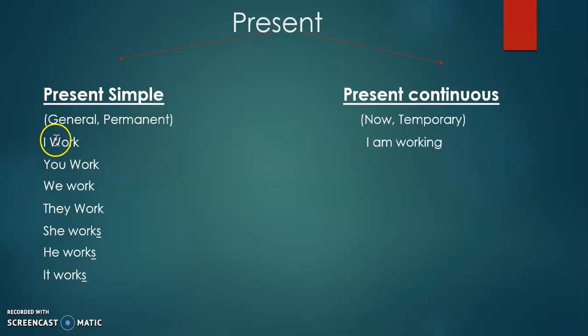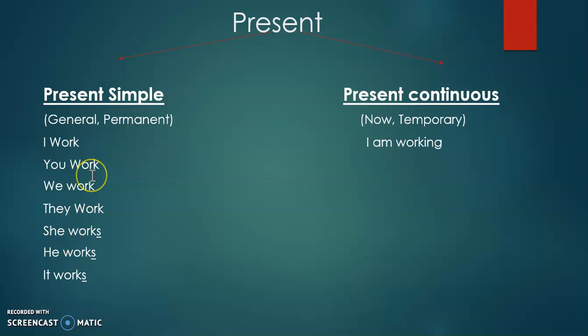We can categorize I, you, they, we in one group, and she works, he works, it works. Here, there is a small difference in the verb, but you need not worry about it. Just understand there is an 's' with she, he and it. Let's see it in detail in the next slide.